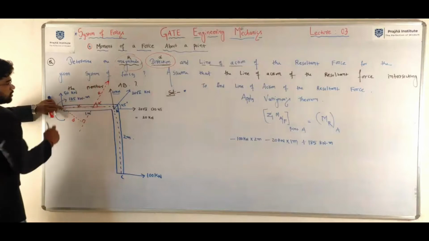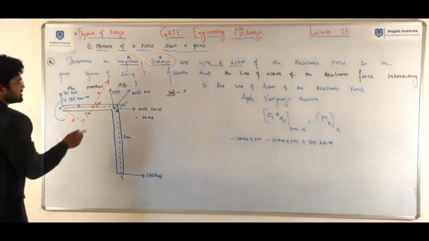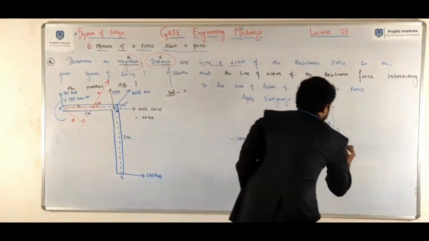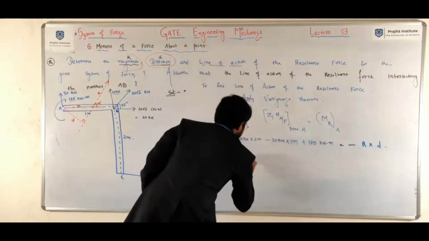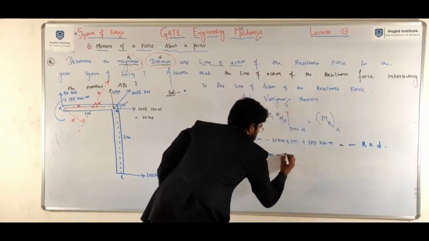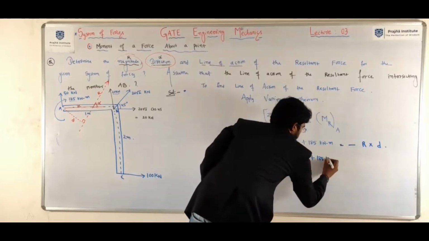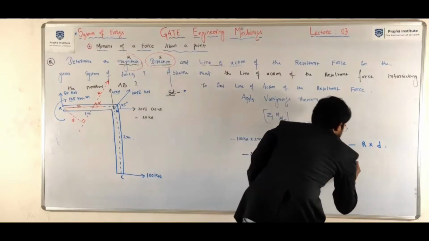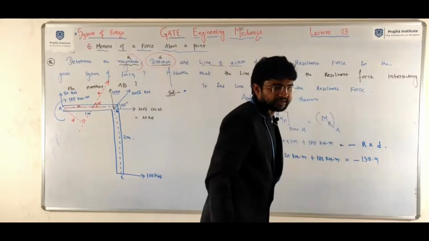Next, moment of R about this point, clockwise or anti-clockwise? Anti-clockwise. That is equal to minus R into D. Now here minus 200 kilonewton meter minus 20 kilonewton meter plus 185 kilonewton meter. Here R is minus 138.9, na? Correct, right?